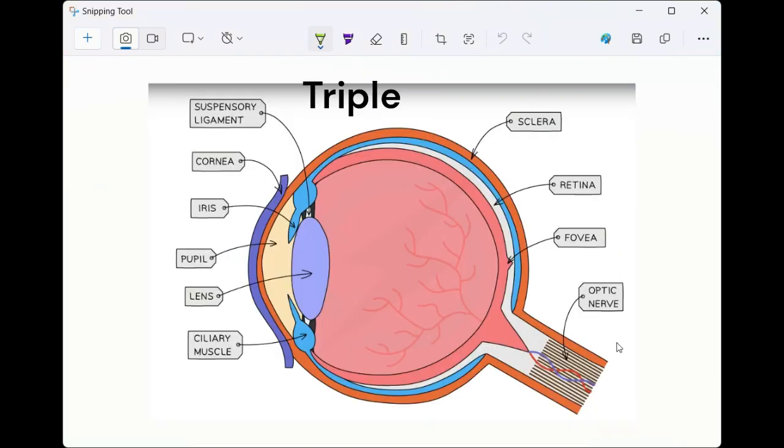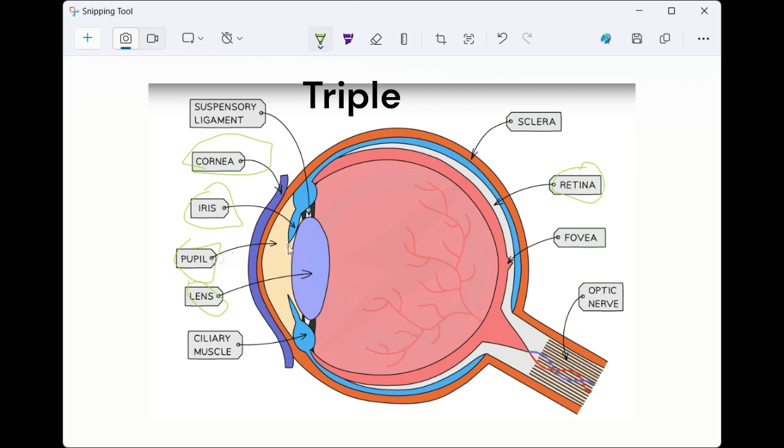So next up we have the eye. Obviously there's a lot going on here, but you don't need to know like 99% of the stuff. The ones you need to know are the cornea, the iris, pupil, the lens, and the retina. The cornea is the outer layer and it bends the light. That's all you need to know. So it's the outer layer of your eye and it should bend some light.